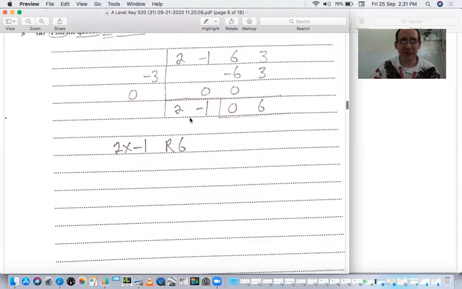So now all we have to do is read the result. This is our linear, 2x, minus 1, that's the constant, with the remainder of a constant of 6. If there were a remainder in this 0 spot, it would have an x variable on it. So there are no x's, and there are 6 constants for the remainder.